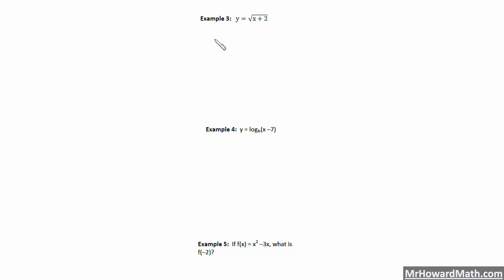All right, for example 3, so we have y equals the square root of x plus 2. So the first thing that we want to do is identify the domain, and we already said before that we cannot take the square root of a negative number in the real number system. So for this one to identify the domain, we're just going to say x plus 2 must be greater than or equal to 0. So what is underneath the square root must be greater than or equal to 0. So we just subtract 2 and we get x is greater than or equal to negative 2. So this means that our domain is all x's greater than or equal to negative 2.